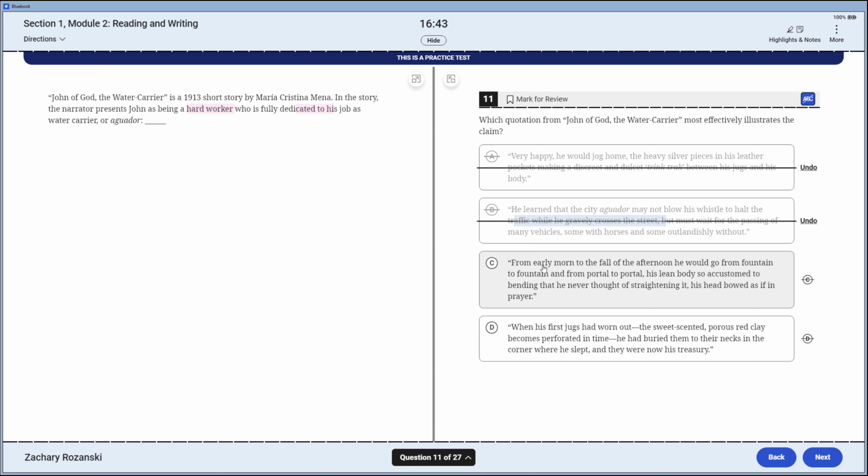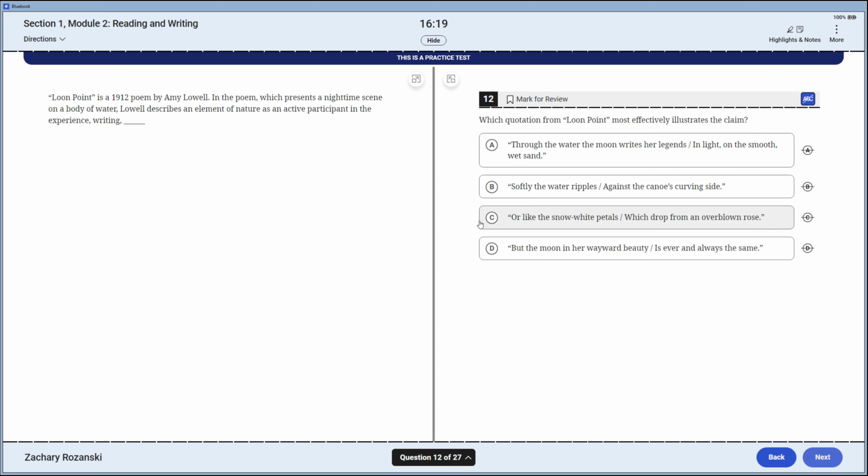When I read C, from early morn to the fall of the afternoon, he would go from fountain to fountain. This is pretty good, right? This shows a duration of time that he's working hard. His lean body's so accustomed. Ooh, this for dedicated is gorgeous that he never. This is the right answer, absolutely. But I'll check this. When his first drugs had worn out, the sweets under forced clay, he had time to. This just shows that he's a weirdo with a weird obsession with these things, maybe even stealing things from his job. This doesn't really match what we're looking for here.